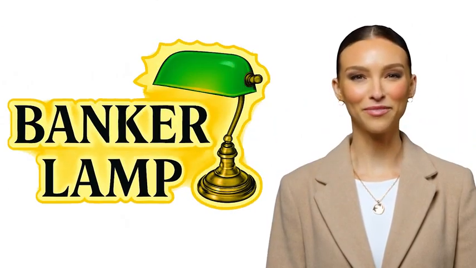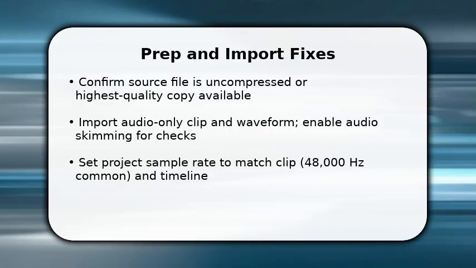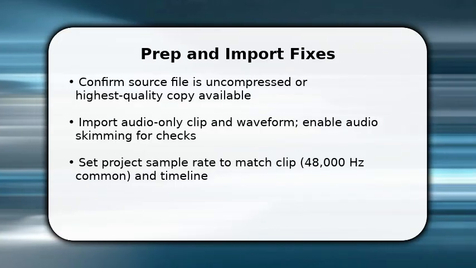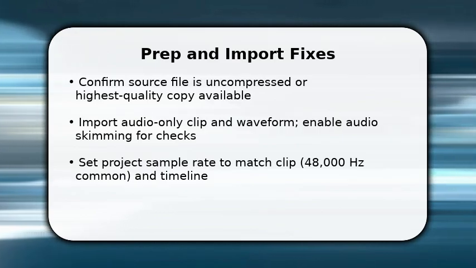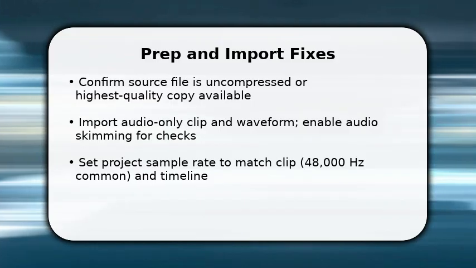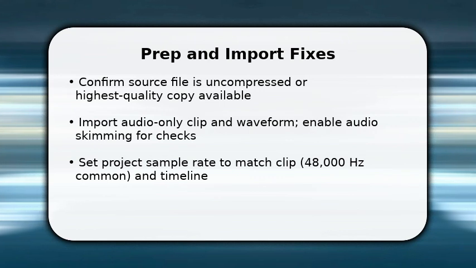Please enjoy the video. You start by verifying the raw audio and matching project settings. Import the original clip, enable audio skimming, and inspect the waveform for clipping or flatness. Once done, set the timeline sample rate to match the clip. For most cameras, that's 48,000 Hz, because mismatched rates cause muffled tone. Make sure your project audio format and channel configuration mirror the source. This prevents resampling artifacts and gives the necessary foundation before any corrective process.